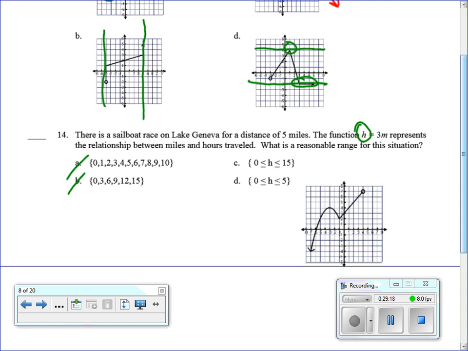So looking at our range, we know that if you go 0 miles, you're going to travel 0 hours. And if you go 5 miles, plugging it into our function, you will go 15 hours. So our correct range would be from 0 to 15.